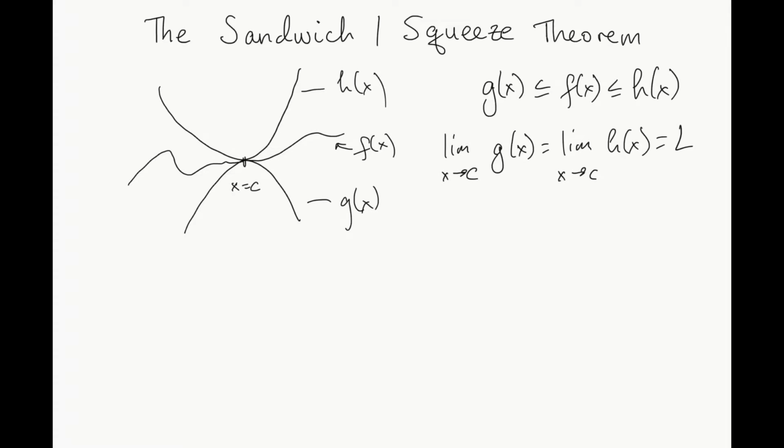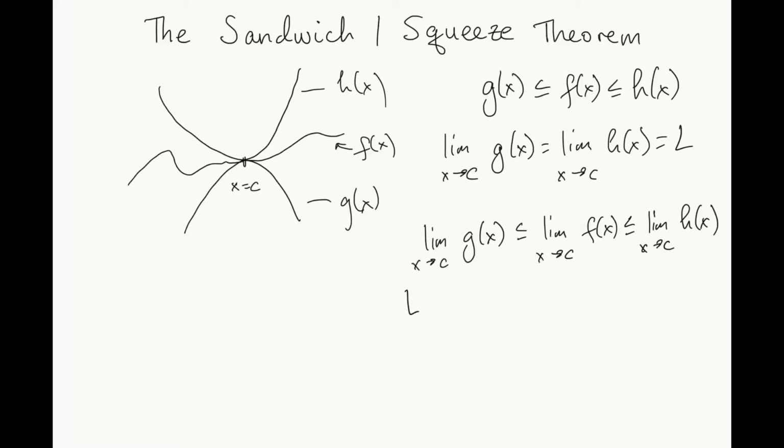applying limits to our inequality, we'll have the limit as x goes to c of g of x is less than or equal to the limit as x goes to c of f of x, which is less than or equal to the limit as x goes to c of h of x. We know that the limit as x goes to c of g of x and h of x is equal to L, so we'll have L is less than or equal to the limit as x goes to c of f of x, less than or equal to L. So naturally the limit of f of x is forced to equal L.